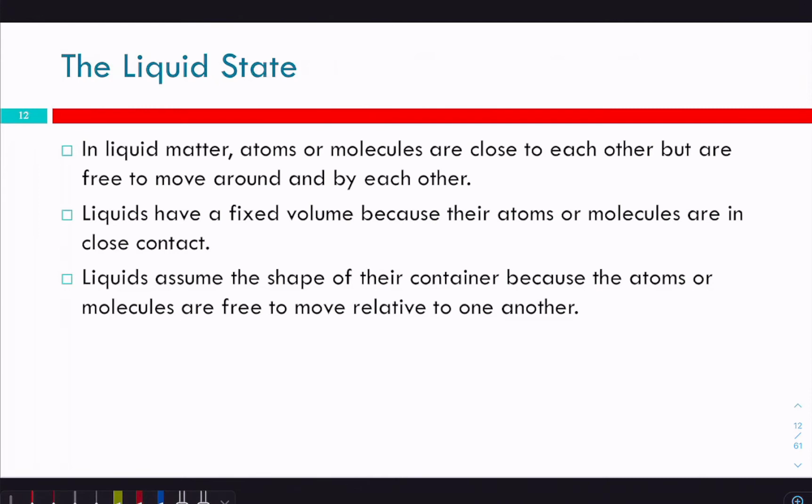And so in liquids, again, they're close. The atoms or molecules are close to each other, but they're free to move around and by each other. So you can get around and by people. You might have to fight them a little bit, but you're able to move now.